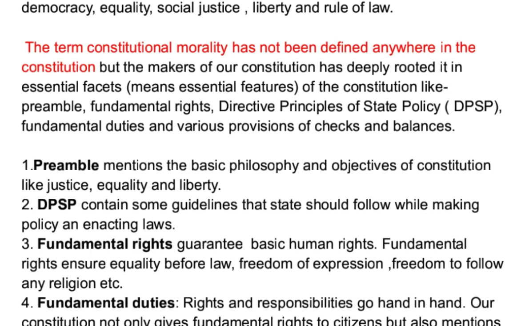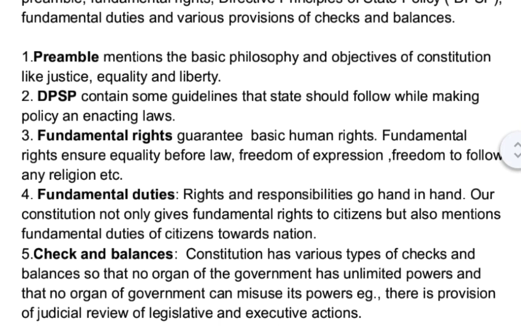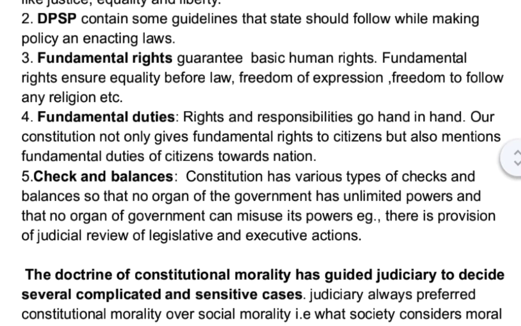Fundamental rights ensure equality before law, freedom of expression, freedom to follow any religion, etc. Next is fundamental duties. Rights and responsibilities go hand in hand. Our Constitution not only gives fundamental rights to the citizens but also mentions fundamental duties of the citizens toward nation. Next is checks and balances. Constitution has various types of checks and balances so that no organ of the government has unlimited powers and that no organ of government can misuse its powers. For example, there is provision of judicial review of legislative and executive actions.